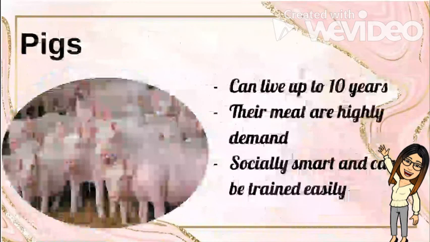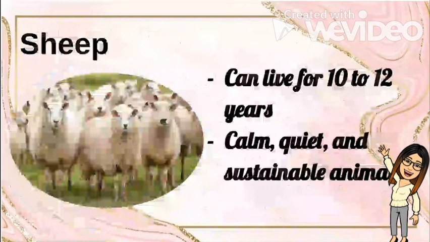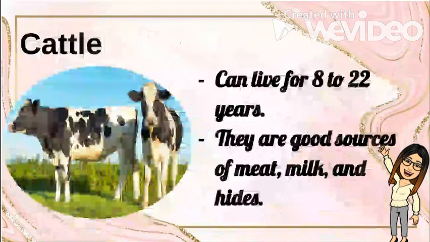Pigs can live up to 10 years. Their meat is highly demanded, they are socially smart, and can be trained easily. For the sheep, they can live for 10 to 12 years. Calm, quiet, and sustainable animals. If I ask you what type of farm animal is quiet and very calm, of course you will answer sheep. Cattle, of course, live up to 22 years. They're a good source of meat, milk, and hides.